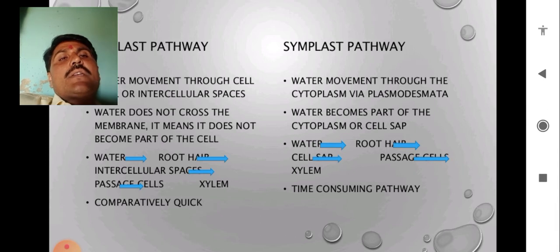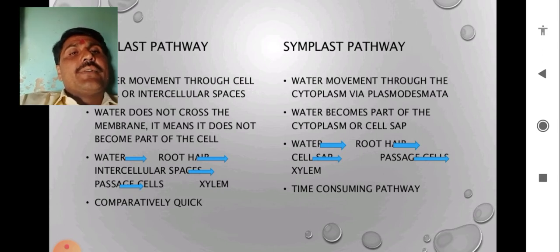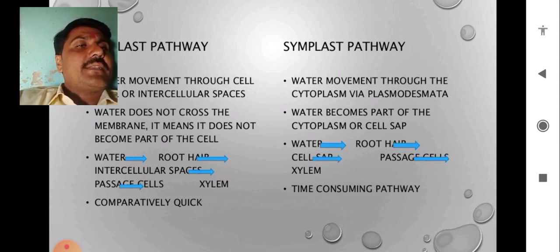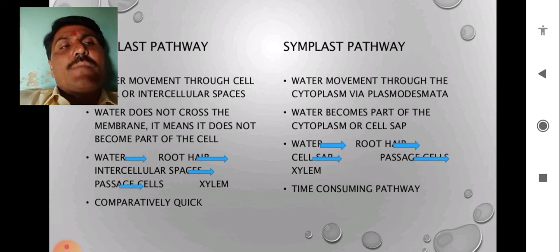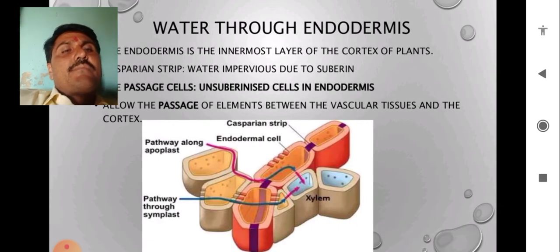Next point, in the apoplast, water does not cross the membrane. It means it does not become part of the cell. In the symplast, water becomes a part of the cytoplasm, that is, the cell sap. Third, in the apoplast pathway, water moves through the root hair, intercellular spaces, passes cells and reaches the xylem. In the symplast pathway, water moves through the root hair with the cell sap, passes cells and reaches the xylem. The symplast is the time consuming pathway, and the apoplast is quick comparatively to the symplast pathway.